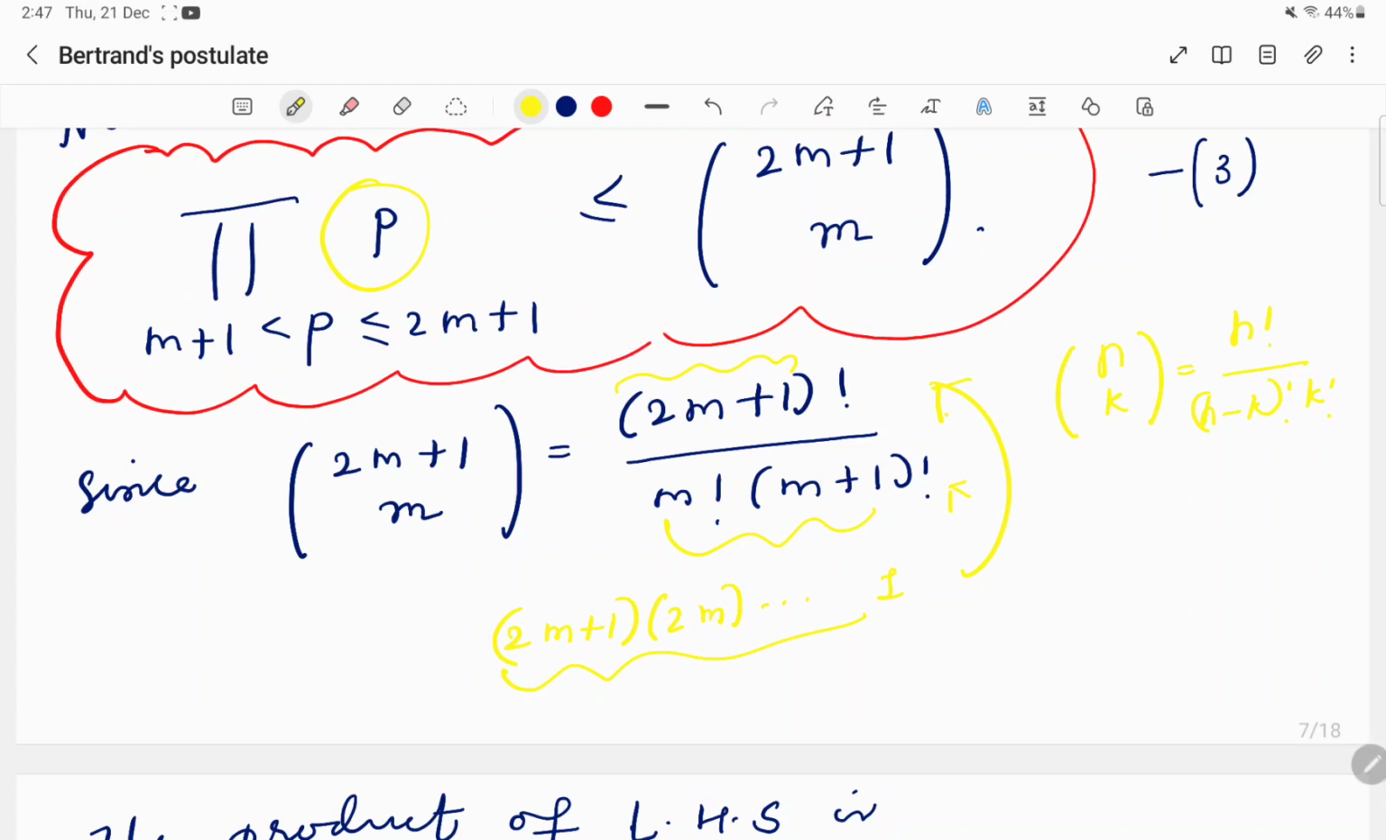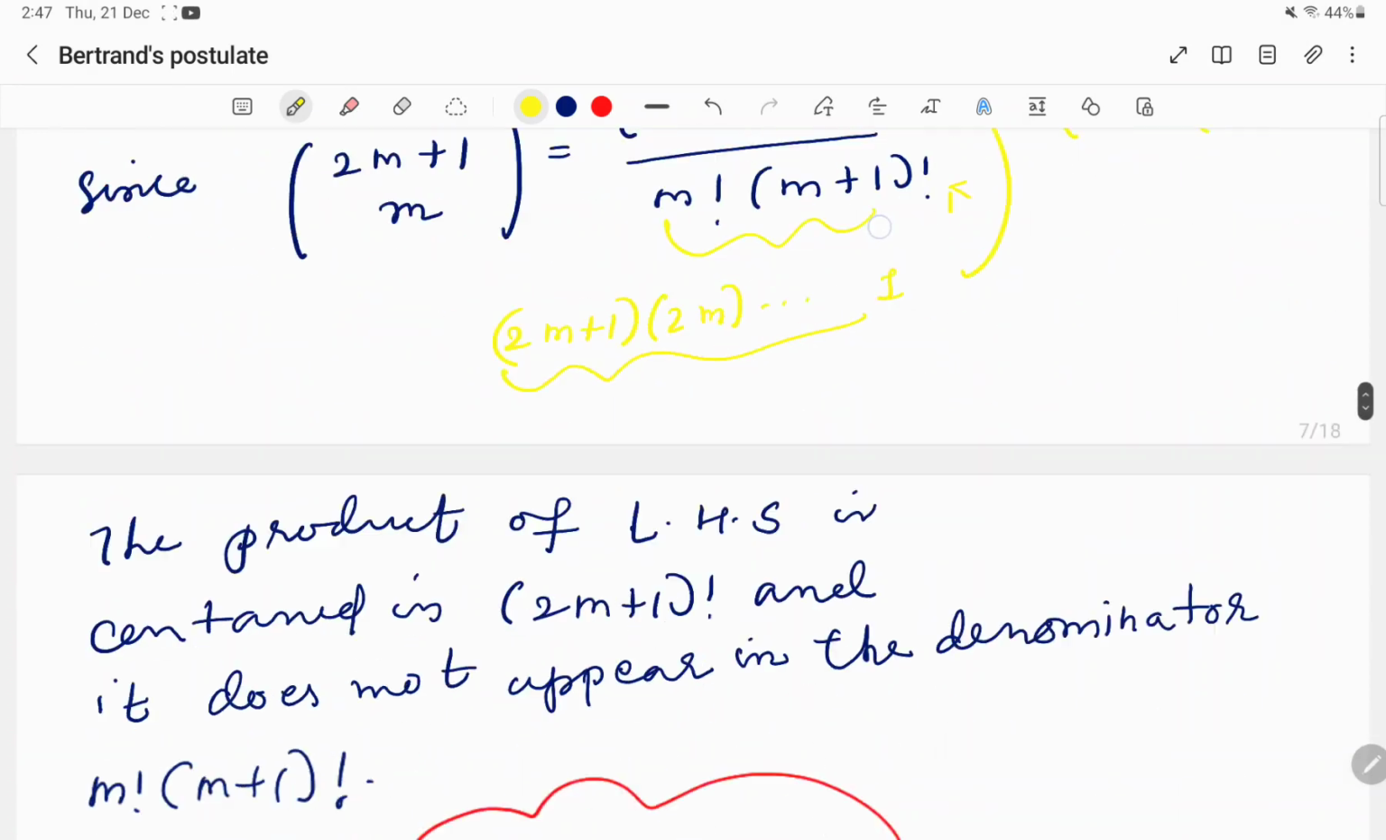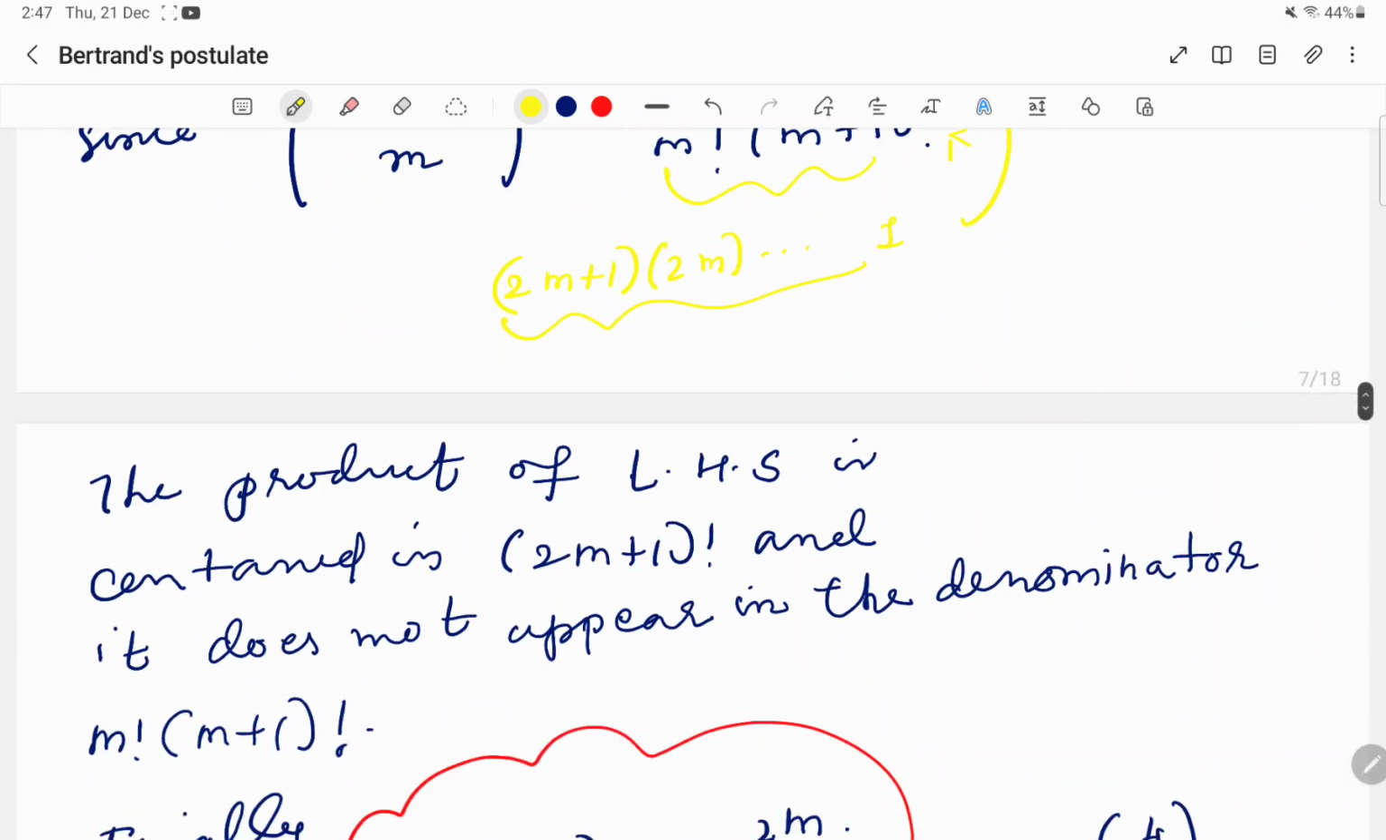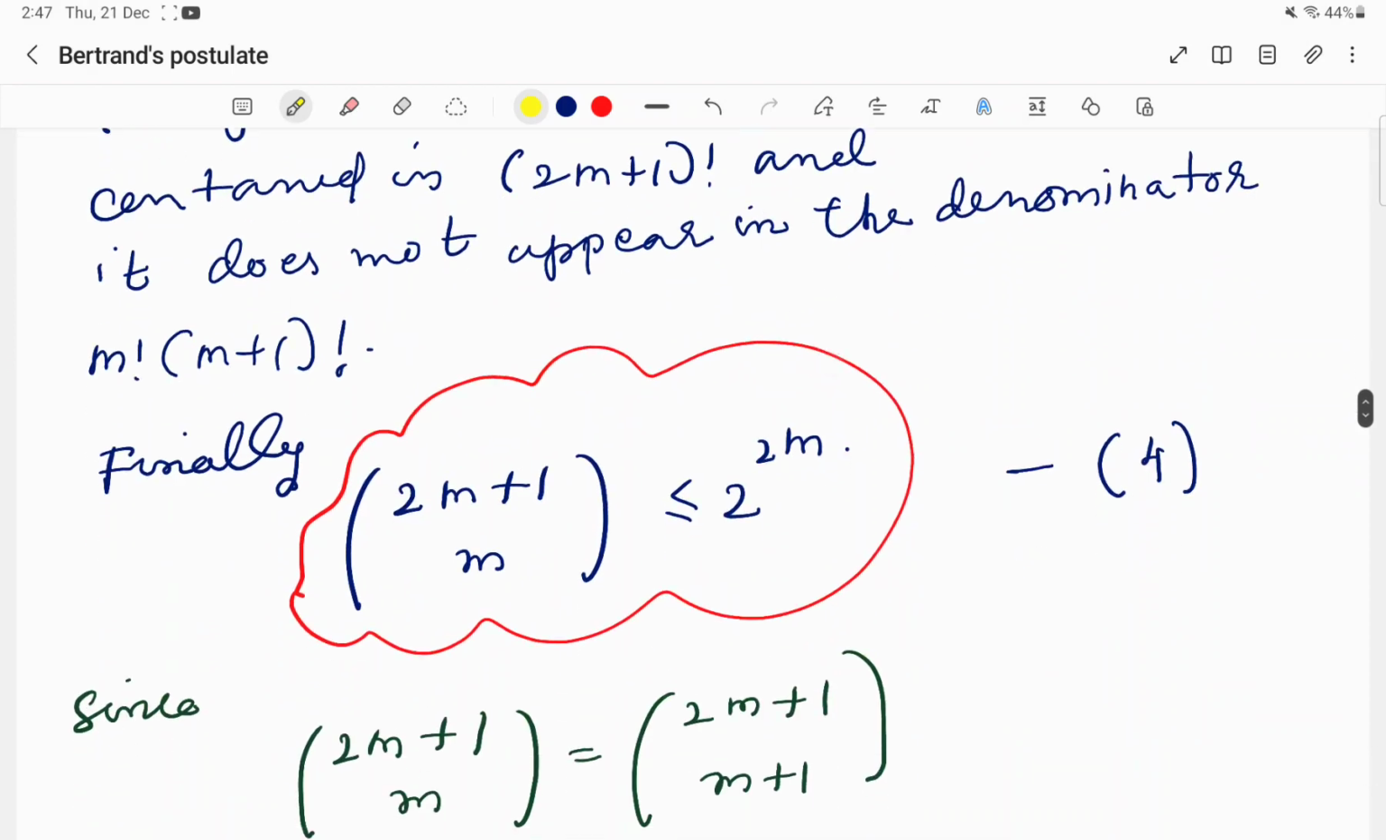Okay, so that's the idea. Yeah, so that's what we say. So finally we make one more estimate, that is, 2m plus 1 choose m is less than or equal to 2 raised to 2m. Now why is it so?